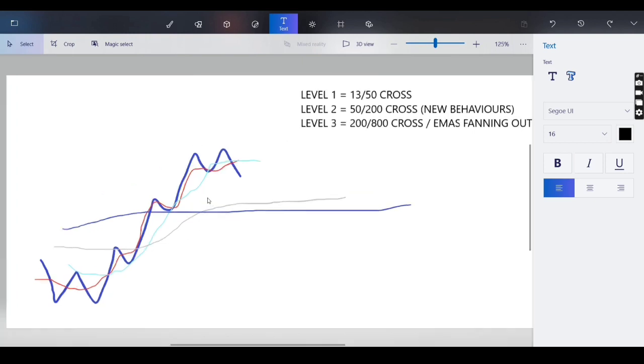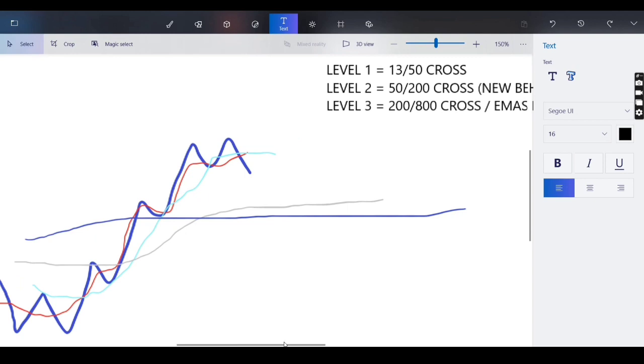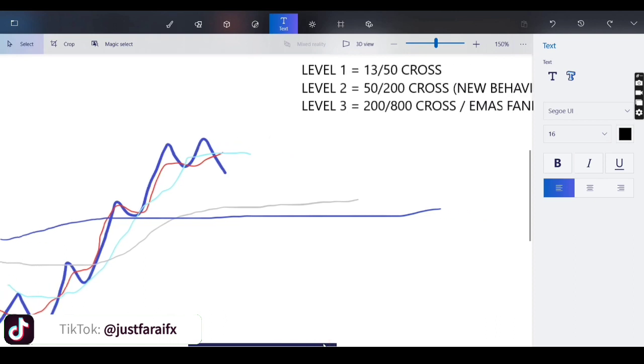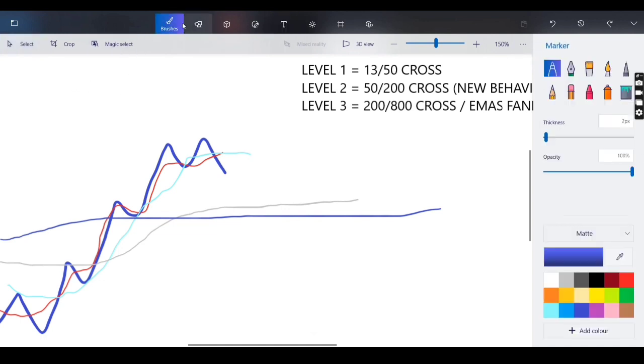As you can see right here, I've got an ideal market mega cycle. As usual, this line is the 13 EMA, this one is the 50 EMA, this one is the 200, and this one is the 800. Before we do anything else, whenever we see a 13/50 cross, once we see a peak formation, we have our level 1.